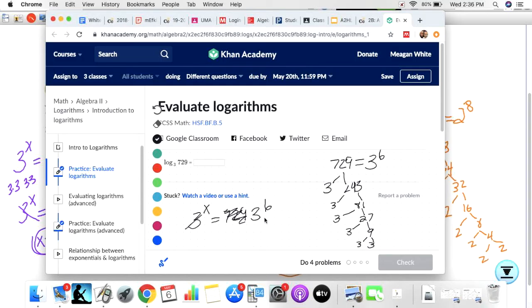So I could rewrite that as 3 to the x equals 3 to the 6th. Clearly then, my bases would cancel. X is going to equal 6. So let's check it. Yay! I got it right. Okay, now I have 3 more to do.